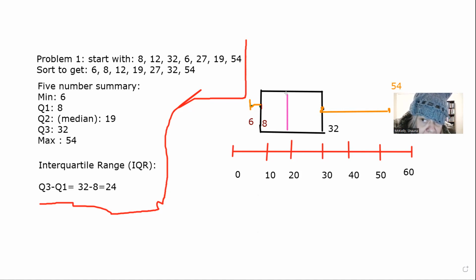So your median is to the left, your center of your box is going to be to the right. So this is a skewed distribution. It's skewed to the right. It's being skewed by that 54. It's being pushed over. But that's what this is.